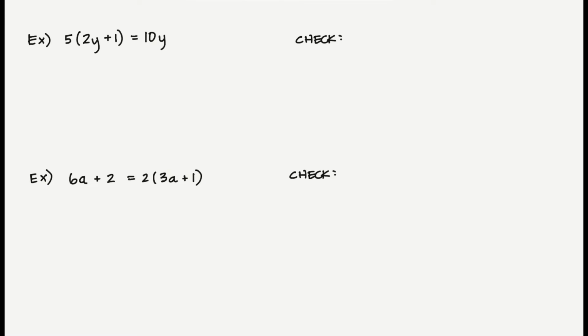All right, this time 5 parentheses 2y plus 1 is equal to 10y. So let's get rid of our parentheses using the distributive property. So I have 5 times 2y is 10y, and 5 times 1 is 5, and that equals 10y. And then I'm going to move my variables to the same side. So I'm going to subtract 10y from both sides.